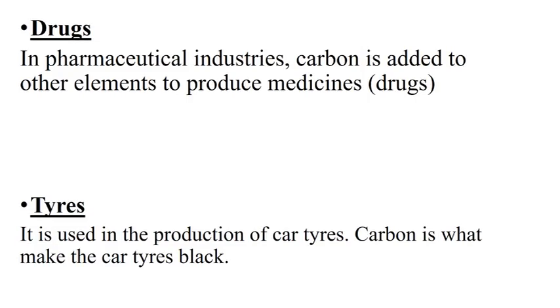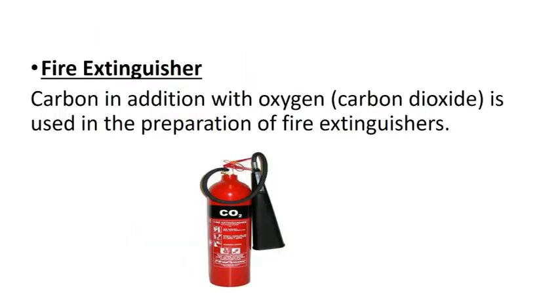Car tires. Carbon is used in the production of car tires. Carbon is what makes the car tire black. And then finally, fire extinguisher. Carbon in addition with oxygen, as carbon dioxide, is used in the preparation of fire extinguishers. So when you look at this fire extinguisher in your picture, you can see CO2, that is carbon dioxide. And fire extinguishers are used in either quenching fire, or stopping fire.